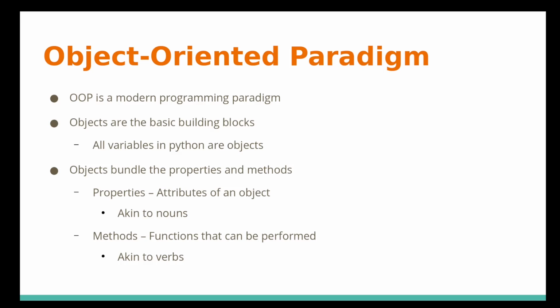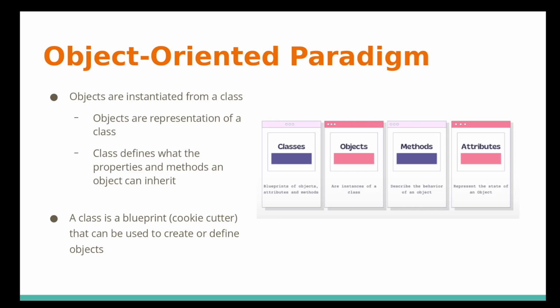Methods are functions that can be performed. So they're very similar to verbs in that you can use the method to do something on that object, or use that object to do something else. For example, you could have a matrix object and you could have a method that will help you get the inverse of that matrix. Object-oriented programming is built on what is known as the class, object, methods, attributes hierarchy.